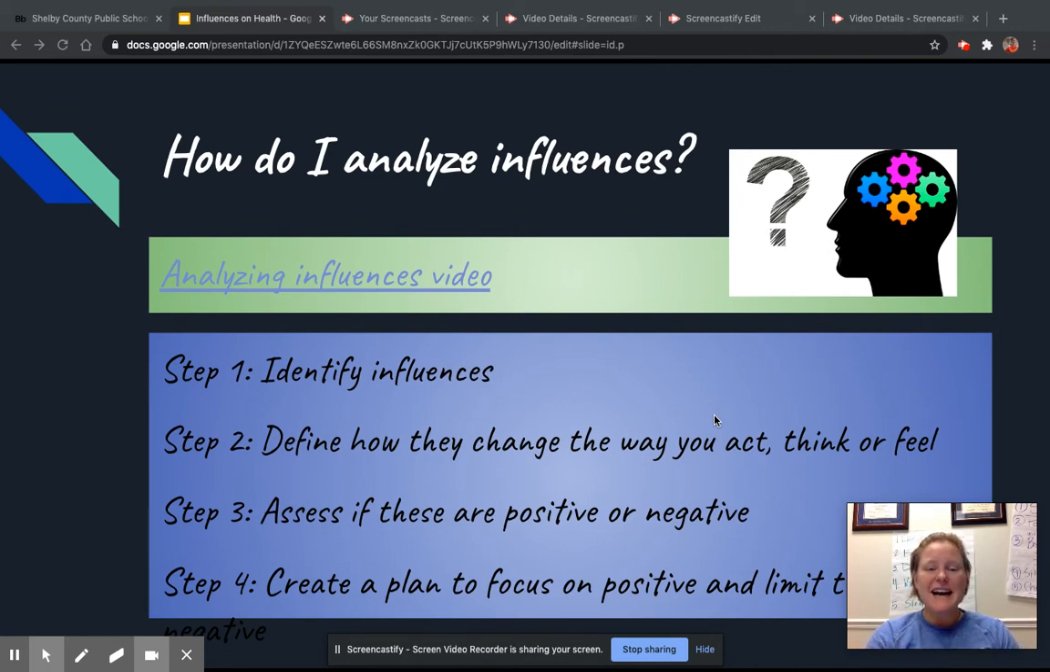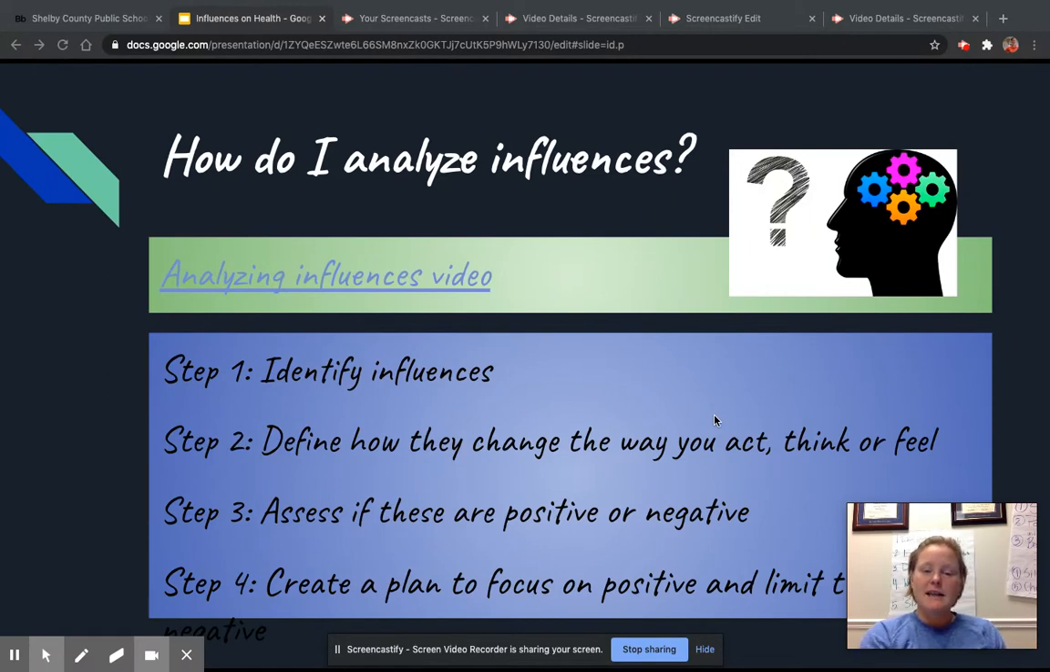But step one is to identify influences. So what you say is, what are the influences coming in? Maybe it's a commercial that you're hearing. Maybe it's a commercial that you're seeing about macaroni and cheese. And then number two is define how that changes the way you act or you think or you're feeling. Okay, so maybe that macaroni and cheese is going to change the way I'm thinking about what's for dinner.